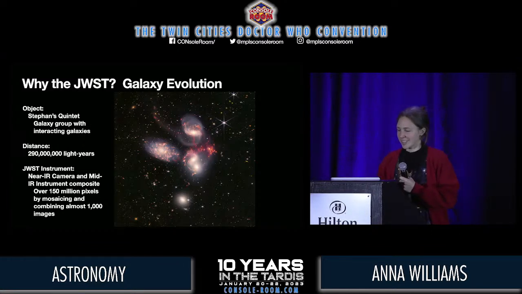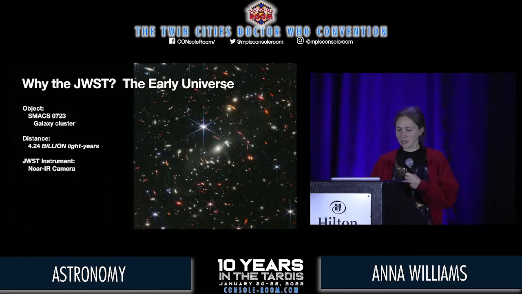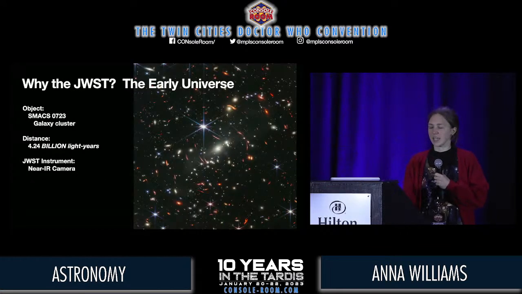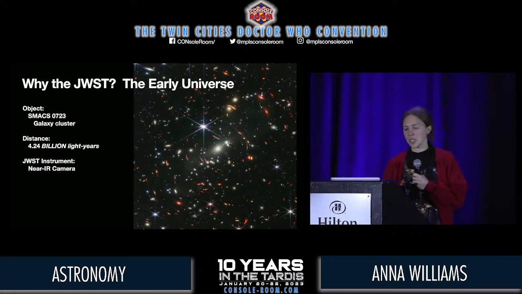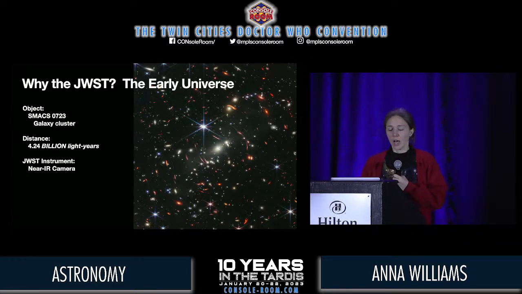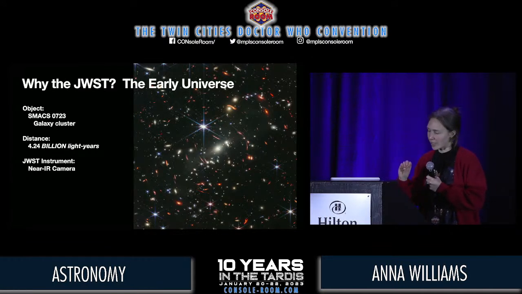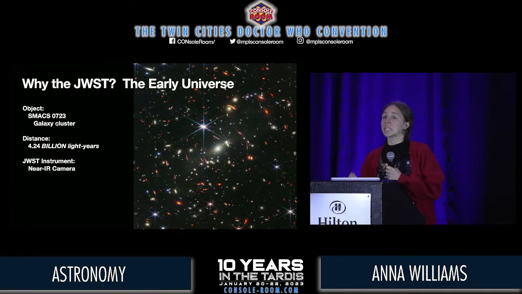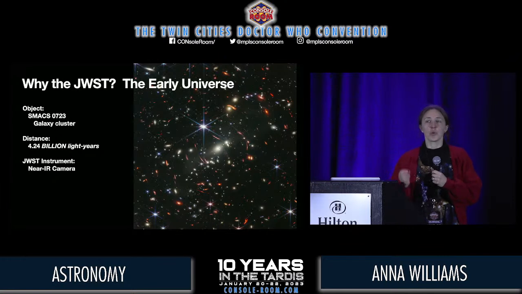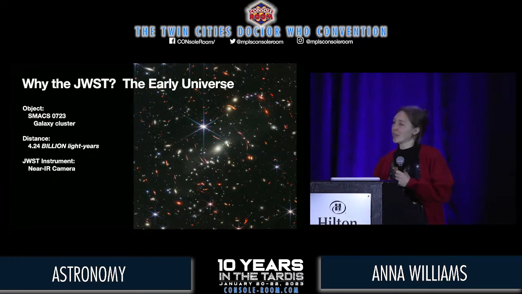So that is a little tease on the galaxy evolution. And then this is an initial deep image taken by the JWST looking at a galaxy cluster. Now this galaxy cluster is located 4.24 billion light years away. So we think the universe is about 13.8 billion years old. And so now we're looking at the universe as it was, 3/4 of its age.